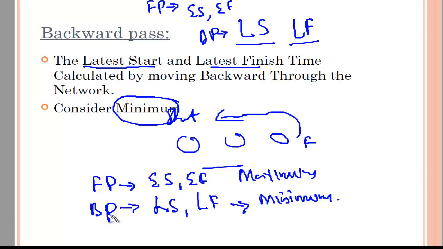But if you're going for backward pass, that's like you're coming from the end to the start, you're coming in reverse, then you calculate latest start time and latest finish time, and in this scenario you will see the minimum. Remember this thing, and we go forward.